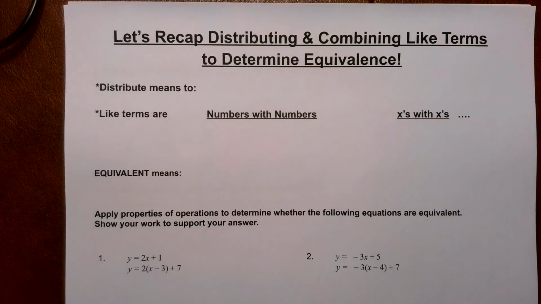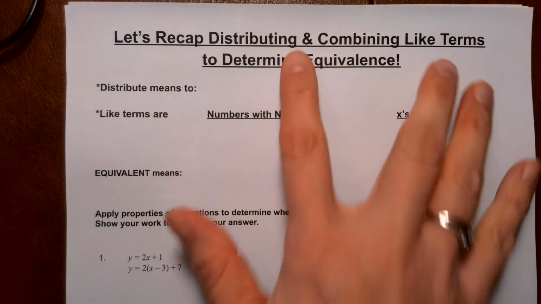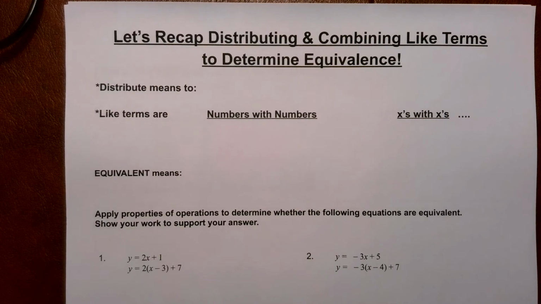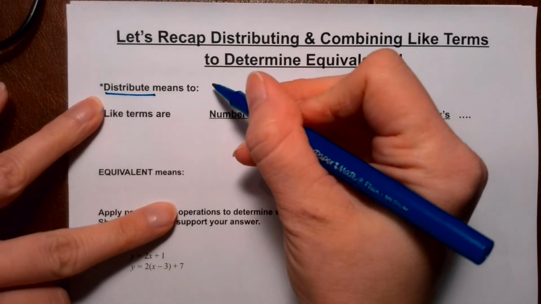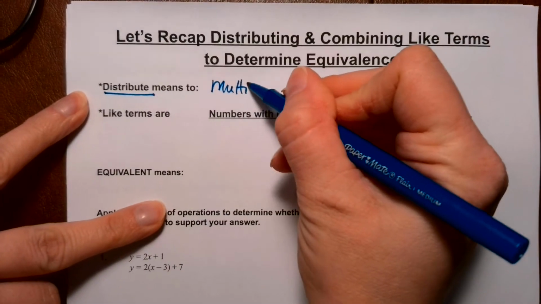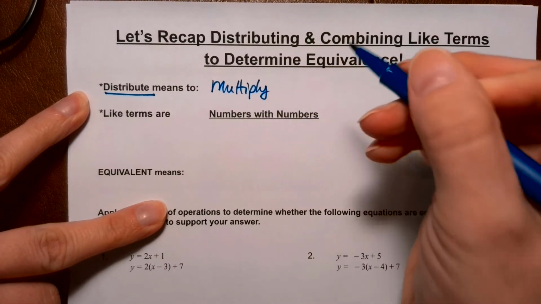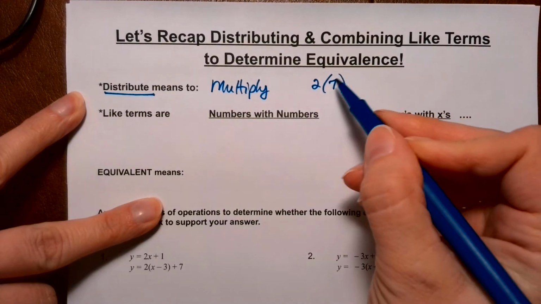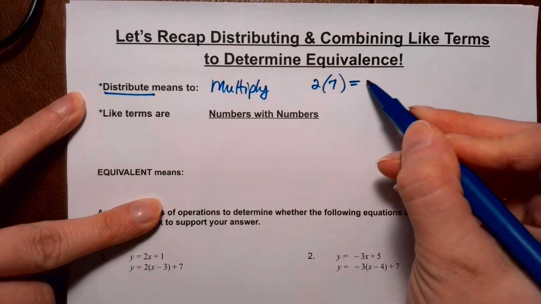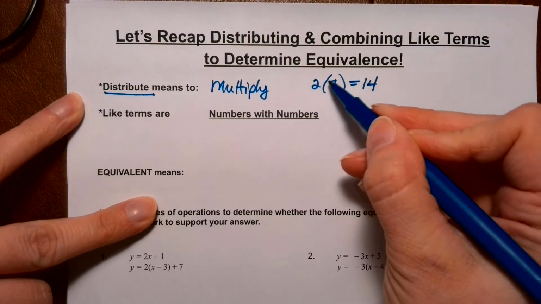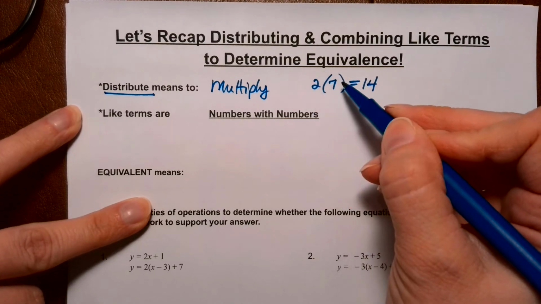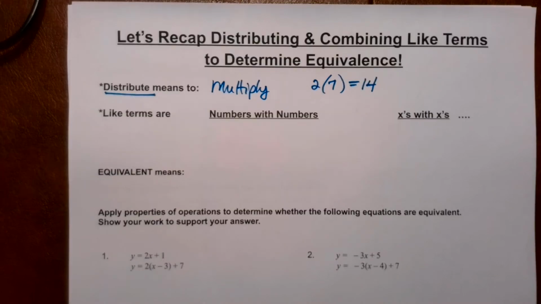Module one, we're going to recap distributing and combining like terms. The reason that we do that is to determine equivalence. So first of all, distribute means to multiply. When I see a number outside of parentheses like this, I need to multiply 2 times 7, which gives me 14. If I have a couple things in the parentheses, though, I need to multiply everybody, and that's called distribute.